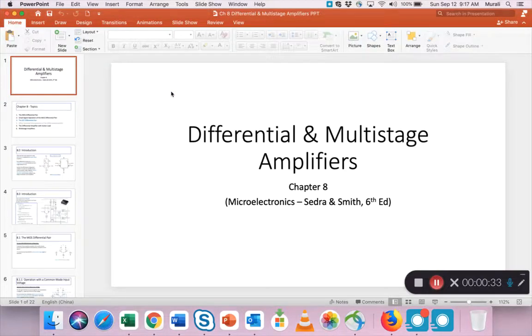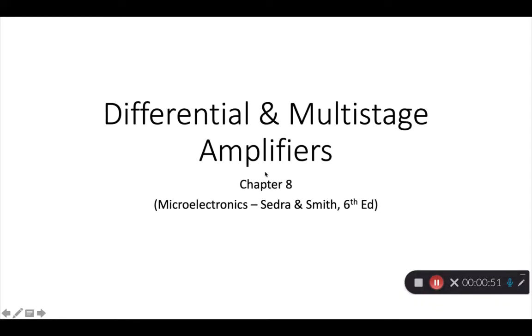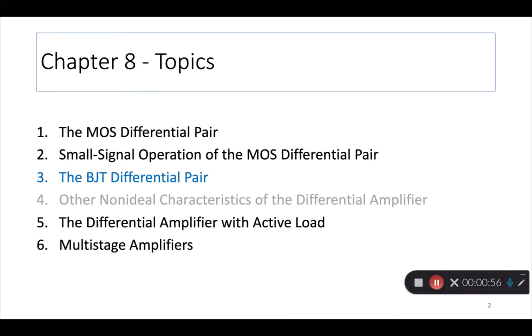For the moment, you can kind of forget digital stuff. Keep it in the back of your mind. So let's focus on analog. All right, so this chapter, let me expand this, is chapter 8 from the 6th edition of the textbook. And this chapter has 6 topics.